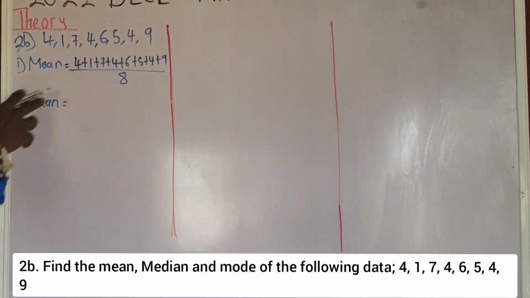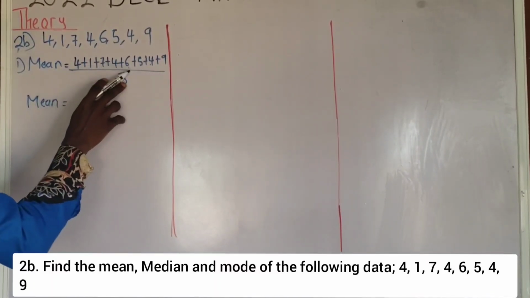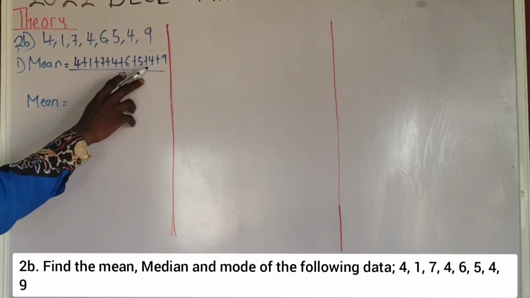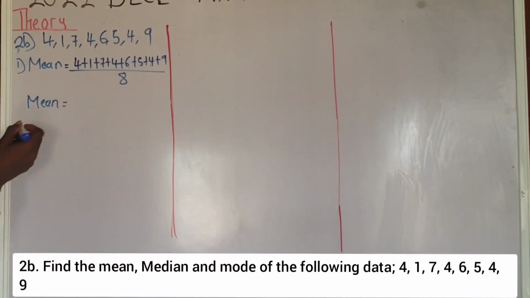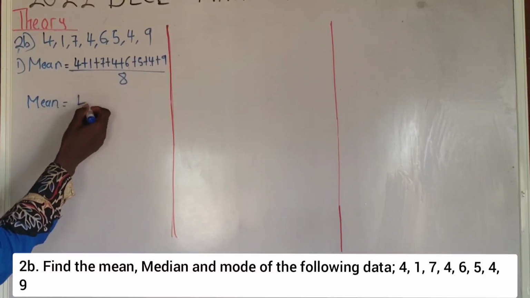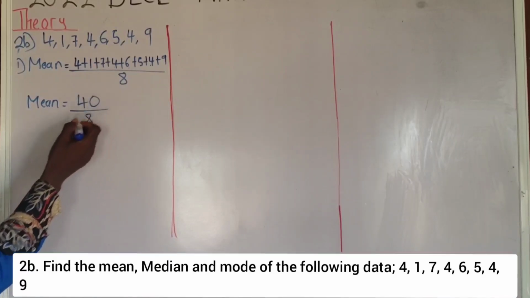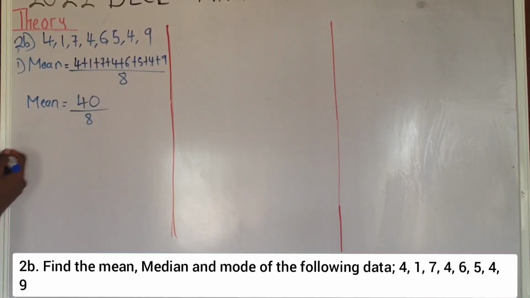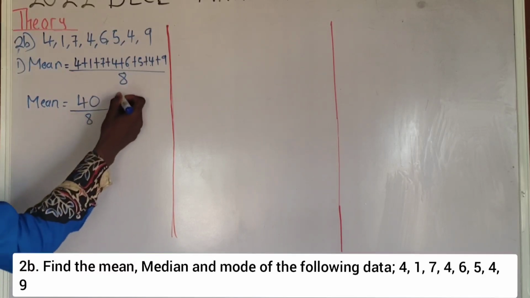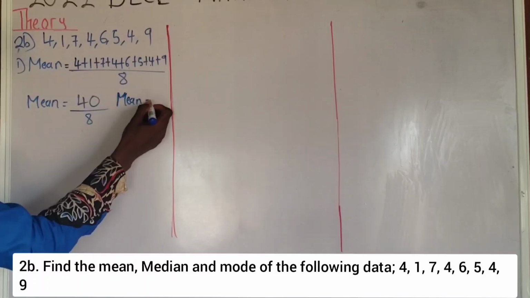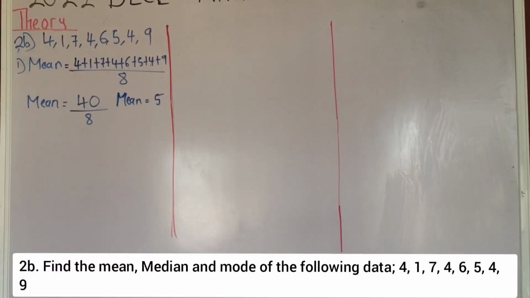So the mean of this data will be 4 plus 1 plus 7 plus 4 plus 6 plus 5 plus 4 plus 9. That is 40. So the sum of data is 40. I'm going to have 40 over 8. So 40 divided by 8 will give us 5. So the mean of this is 5. I'm very sure you understood what I did.